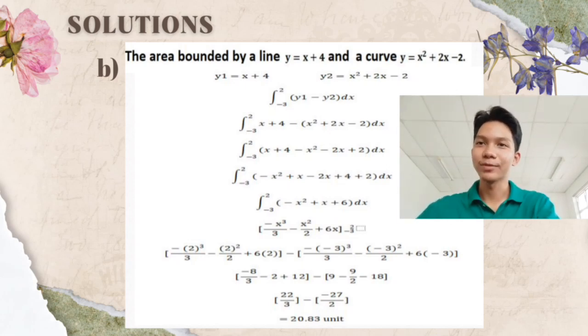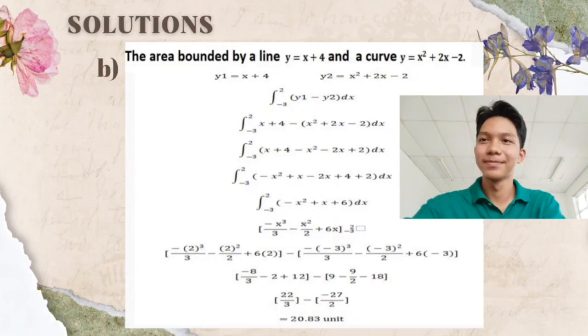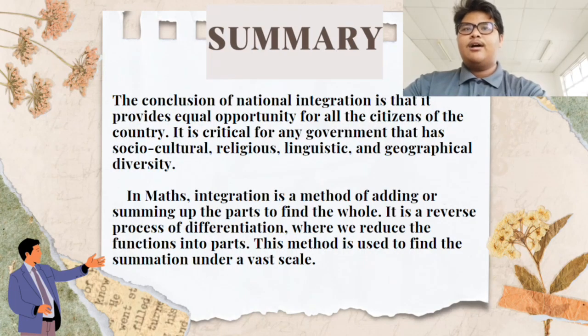Okay, thank you. Okay, now I will tell about summary. The conclusion of national integration is that it provides equal opportunity for all citizens of the country. It is critical for any government that has social, cultural, religious, linguistic, and geographic diversity.